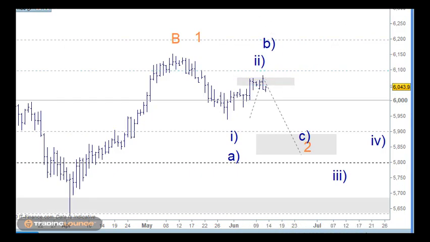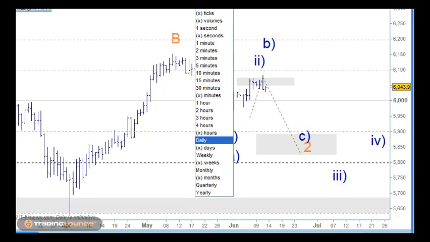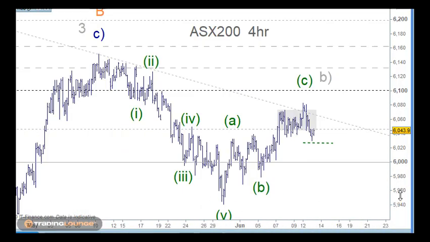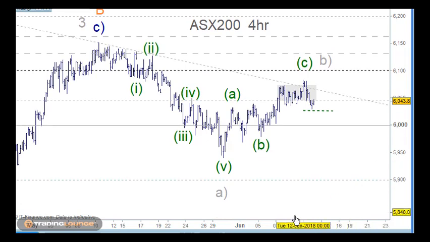So let's investigate this on the 4-hour chart, I guess. With the 4-hour chart here, we're looking at the move down here as wave 1 or wave A, and the move back up here as wave B or wave 2. The move that I currently have up here at the moment is the A wave, with an A and a B and a C wave here. That fits quite nicely.